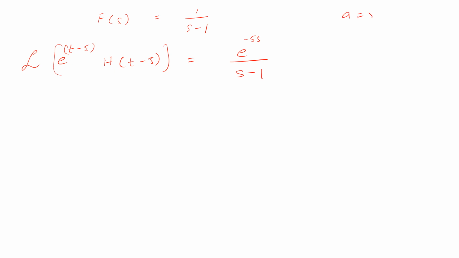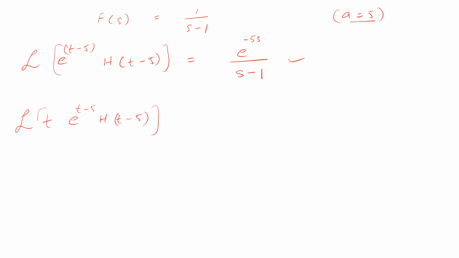So we found f of s as 1 over s minus 1. So the Laplace transform of e to the power t minus 5 multiplied by Heaviside of t minus 5 is just equal to e to the power negative 5s divided by s minus 1, and a is 5. We already talked about that. So now we have found this, the next step is we have to find the Laplace transform of t times e to the power t minus 5 Heaviside of t minus 5.